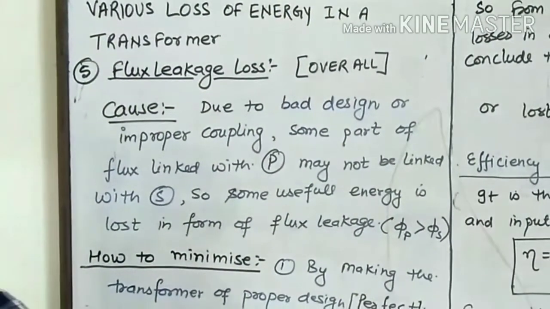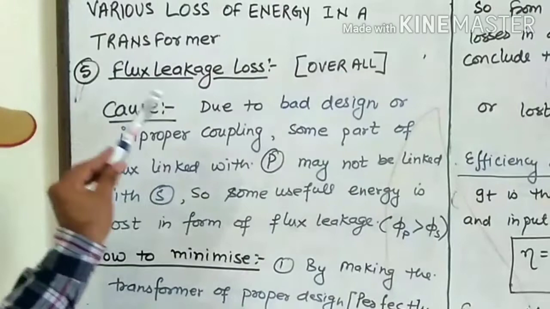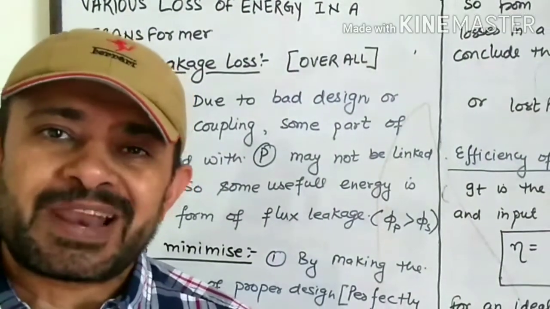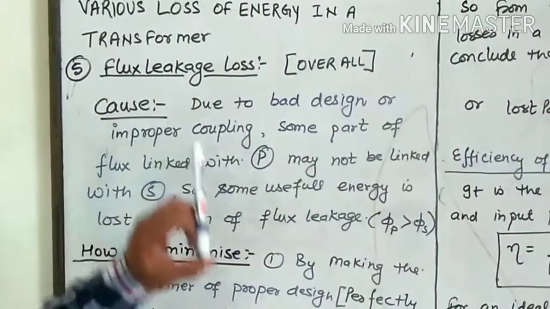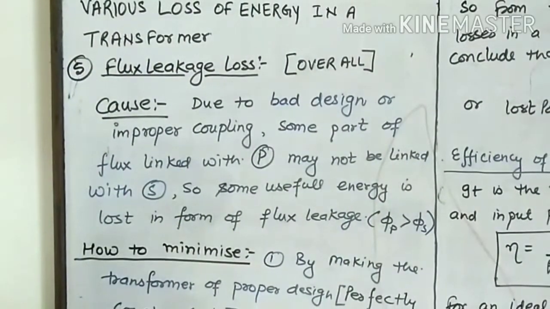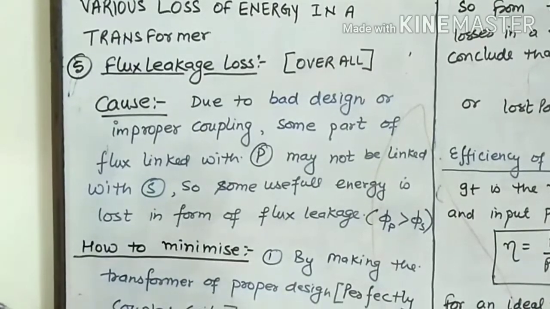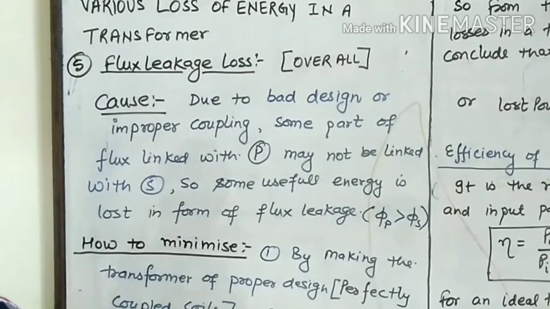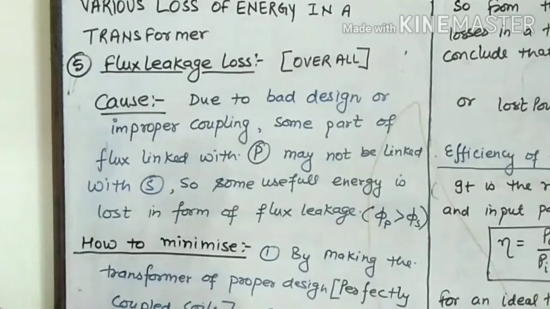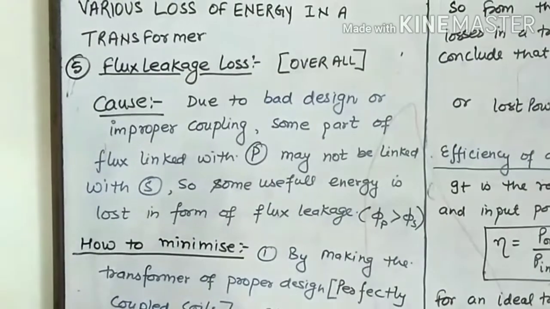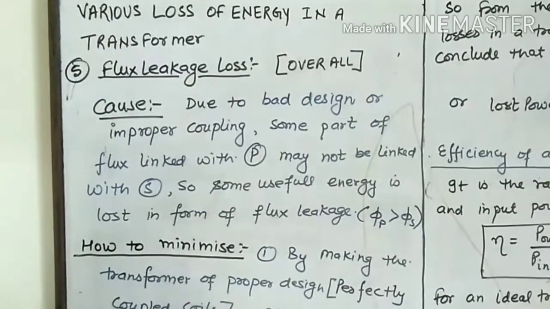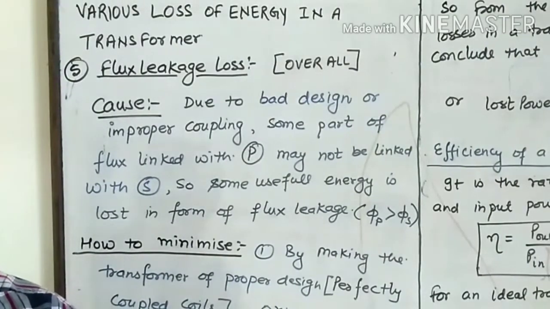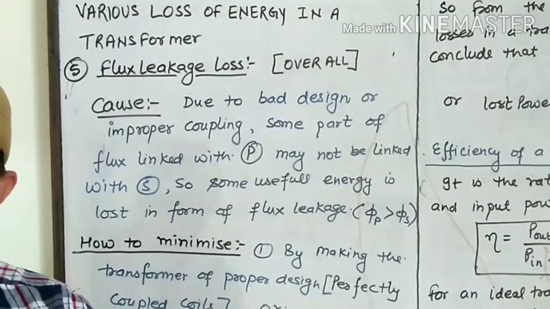And what is the cause of this loss? The cause of flux leakage loss is bad design or improper coupling of the coils. Due to bad design or improper coupling of the coils, some flux linked with the primary may not be linked with the secondary. So some useful flux goes unused, is wasted. So this loss of useful flux energy or magnetic energy in the form of flux is the flux leakage loss.